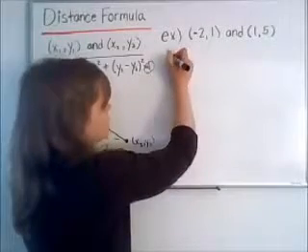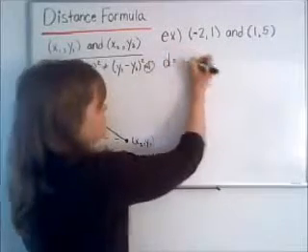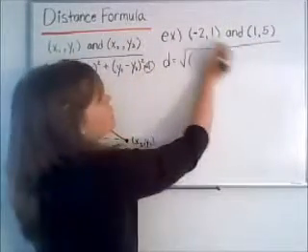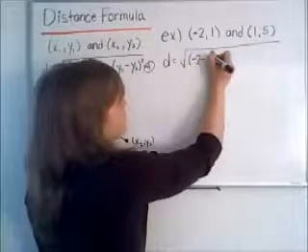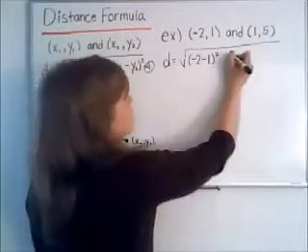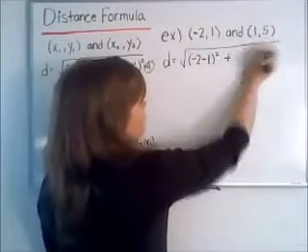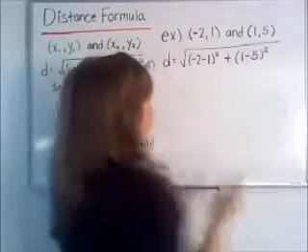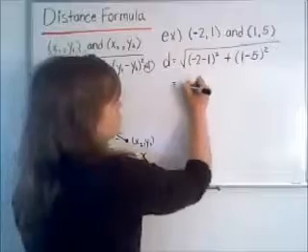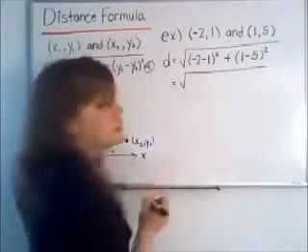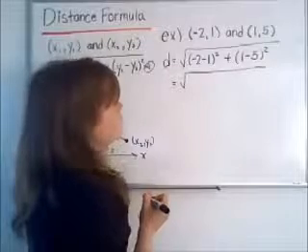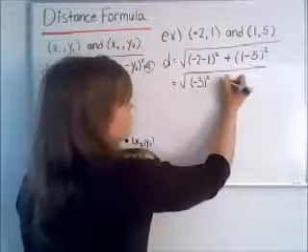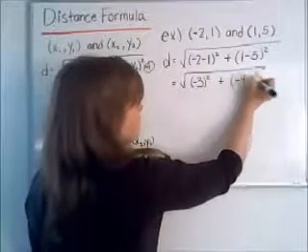So simply putting this into my formula, we get the distance is equal to the square root of x1 minus x2, so -2 minus 1, quantity squared, plus y1 minus y2, quantity squared. Okay? Now the hard part is done, it's just time to do the calculations. So -2 minus 1 is -3 squared, plus 1 minus 5 is -4 squared.